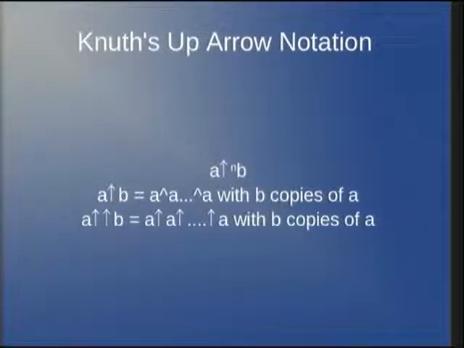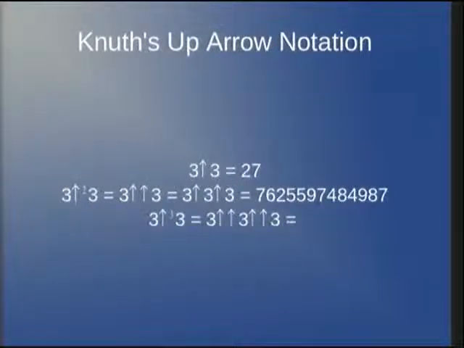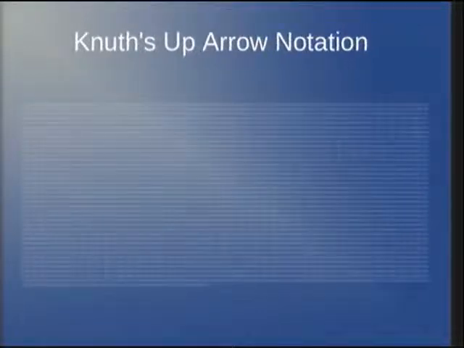And there is a construction where 2 arrows devolves into A arrow B arrow B. But now we have 3 up arrow 3 is 27. You do 2 up arrows, you get a great big number. 3 up arrows, we end up with that. Which, by the way, will crash your laptop.